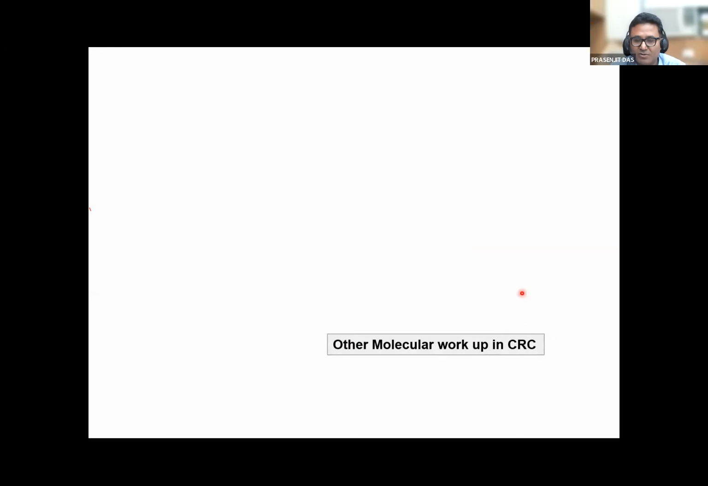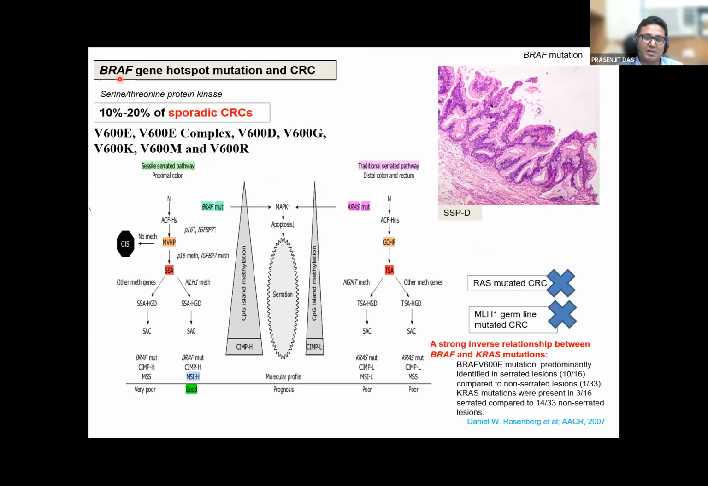If there is other molecular workup which is recommended, yes, we can do BRAF gene hotspot mutation, because BRAF gene mutation can be seen in 10 to 20% of sporadic colorectal carcinomas, and we must know what the different hotspots of the BRAF gene mutations are, which we commonly follow.